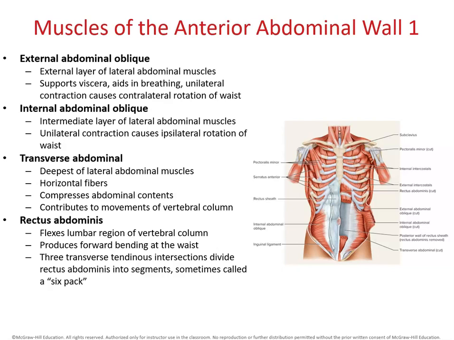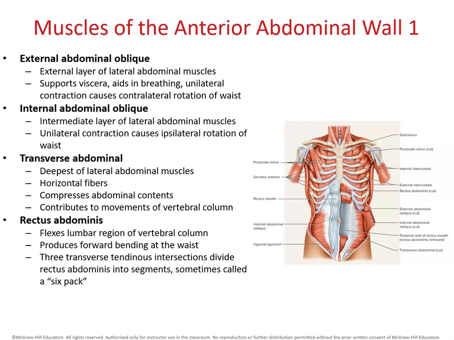Transverse abdominals. This is the deepest layer of the muscles. These have horizontal fibers. Okay, so you can see them here, the transverse abdominals. So your transverse abdominal is here. These ones go directly around your waist. These are the things that compress your abdominal contents, and they allow your vertebral column to have movement and flexibility.